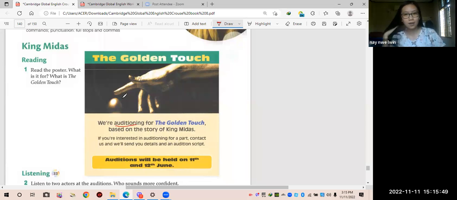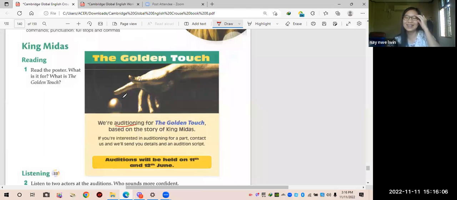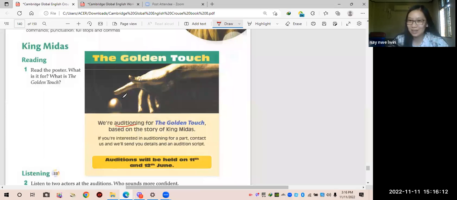I think I kind of already talked about the answer, right? Whatever he touched, that thing will turn into gold, so that is the golden touch, right? So do you want to own that kind of ability? Whatever you touch, that thing will turn into gold. No. Why not? Okay, the story will explain the consequences, right?